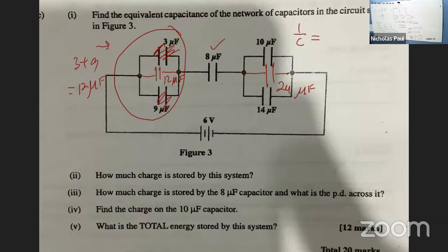Work it out quick. I saw some people trying to convert the value to micro. You don't have to. If you work out one on C in micro, your answer will be in micro, so you don't have to convert it to farad out here. One on C is how much? 2, 3, 4, 5, 6. So C is equal to 4 microfarad.